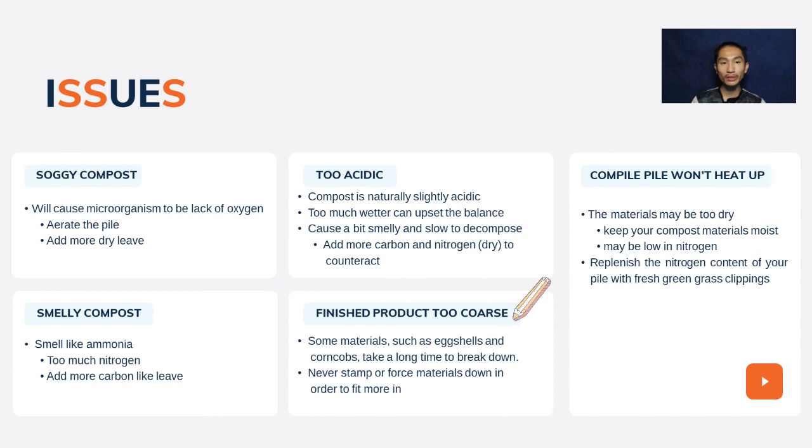And then the next one will be finished product too coarse. Some materials such as eggshell usually take a longer time to break down. And also we should never tamp or force the material down in the compost to feed more. And lastly will be compost pile won't heat up. This may be because the material in the compost is too dry. So we should always keep the compost material moist, and maybe it is low in nitrogen. Because of that, we can replenish the nitrogen content of our pile by adding more leaf.